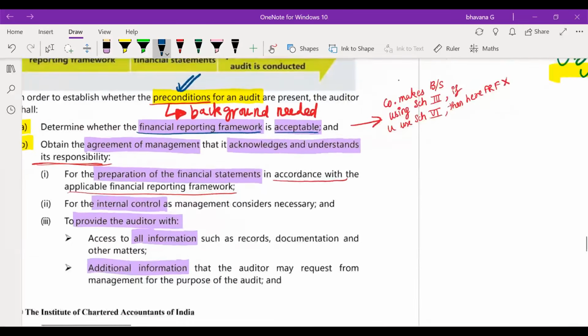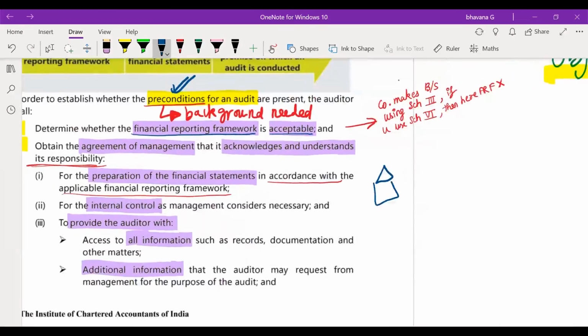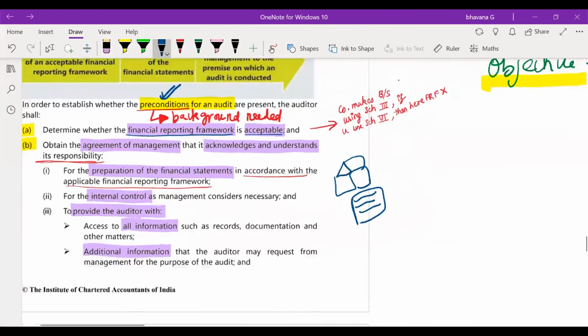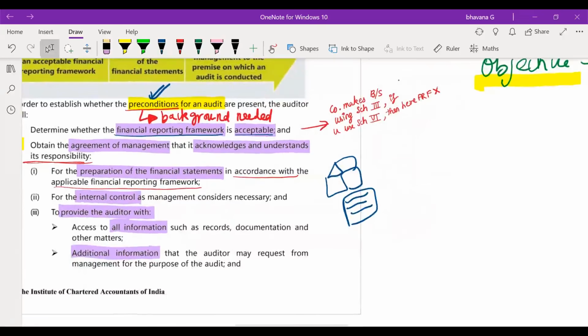So what happens is, if this is the company, when this company would have prepared their financial statement, they would have prepared it using some financial reporting framework. How many of you here don't know the meaning of financial reporting framework? Because if you don't know, I'm going to explain it, or else I'll skip. You want me to explain what a financial reporting framework is?